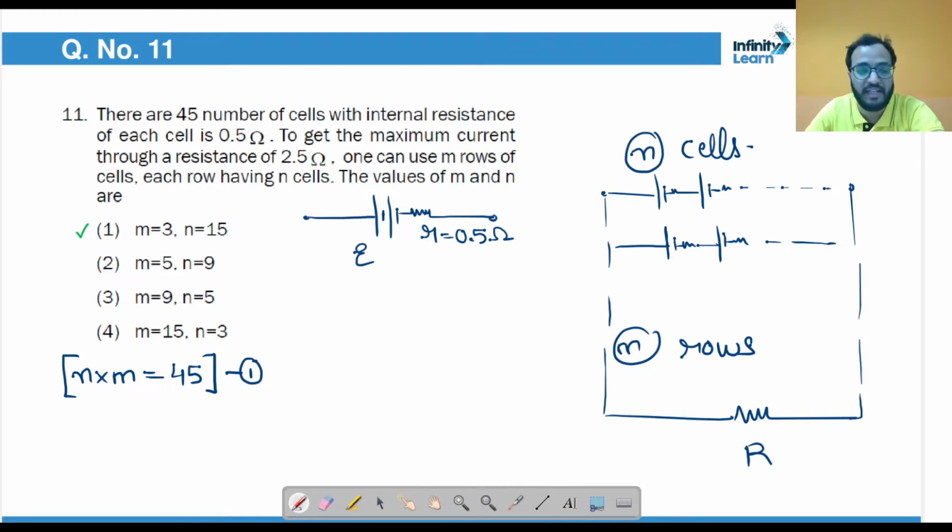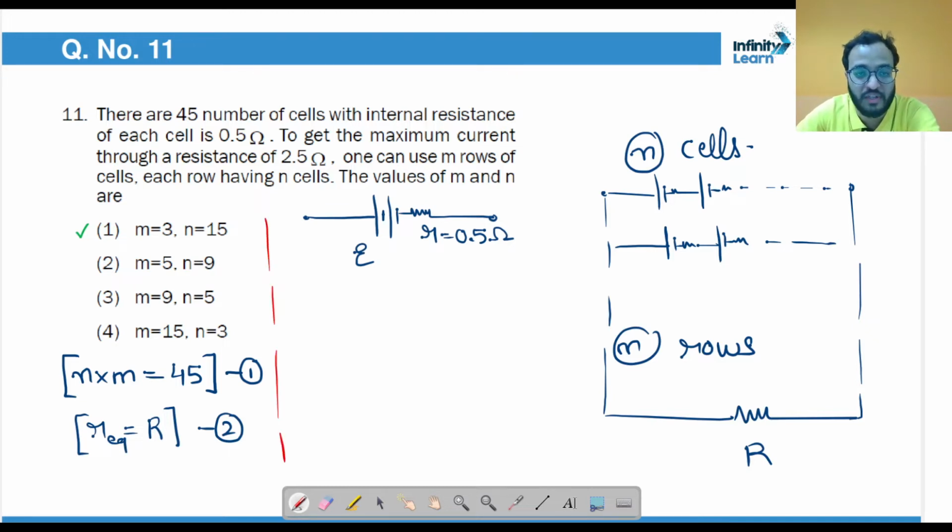Number two, next thing that I want to talk about is this. When is the power maximum? You will say that the power is maximum when overall internal resistance is equal to external resistance. Now how will we get this? Come on. See, it's very easy. For every row, what is the equivalent resistance for a single row? It is n times small r. And how many rows are there? M rows. So divided by m. This is your equivalent internal resistance, right? Is equal to capital R.